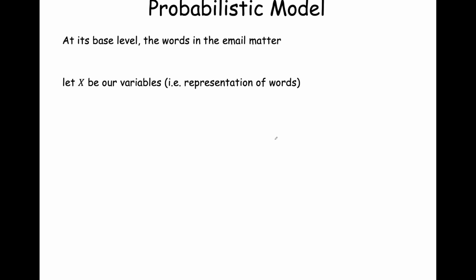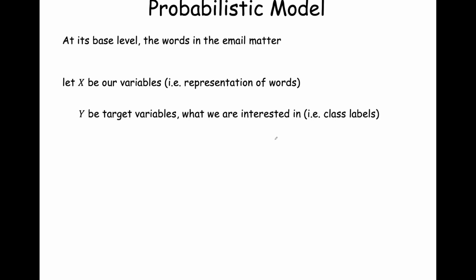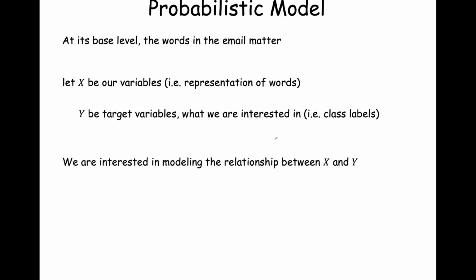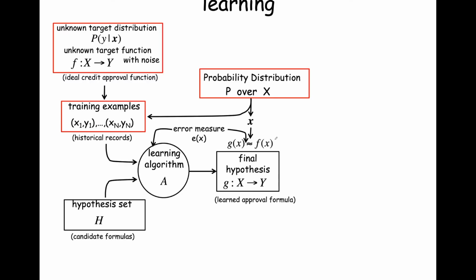And so let's define x to be our variables, and these are the representations of words. And let's call our target variables y, and these are going to be our categories, our class labels, spam and ham. And we're going to generalize these probabilistic models. We're interested in modeling the relationship between our features, x, and our labels, y, our target variables.